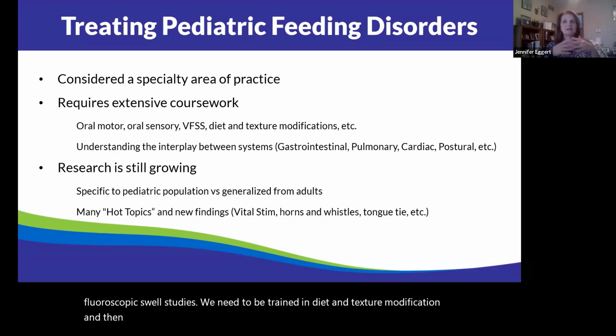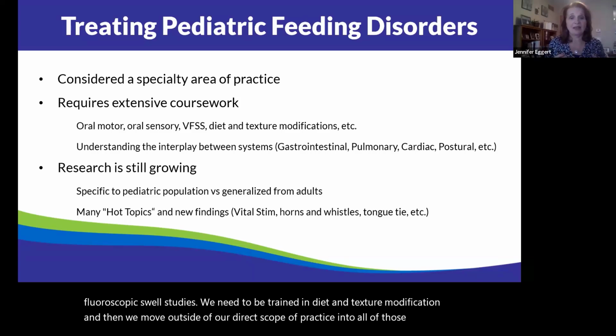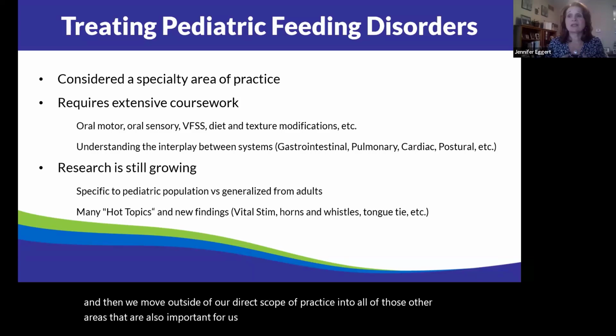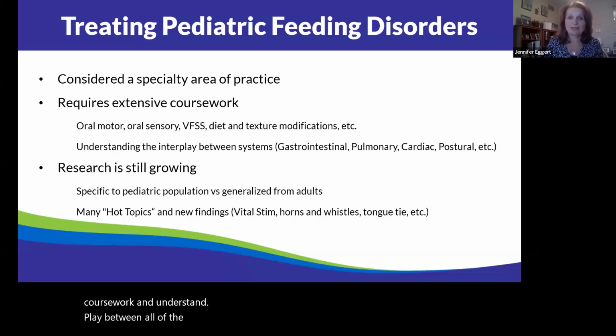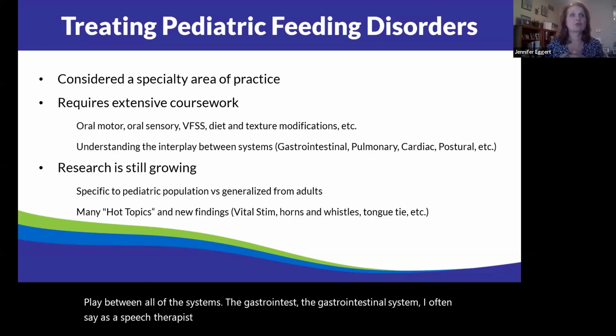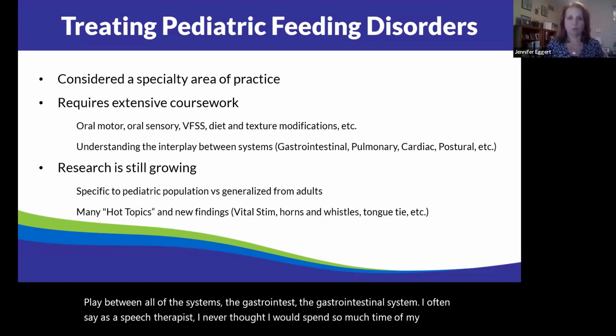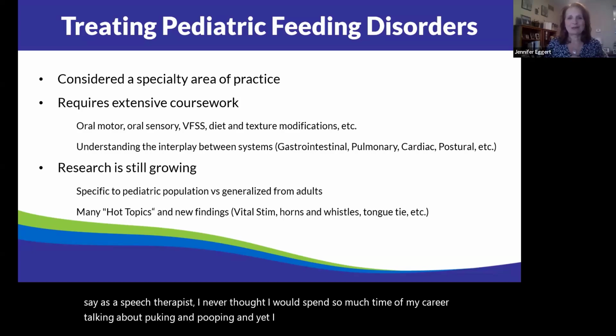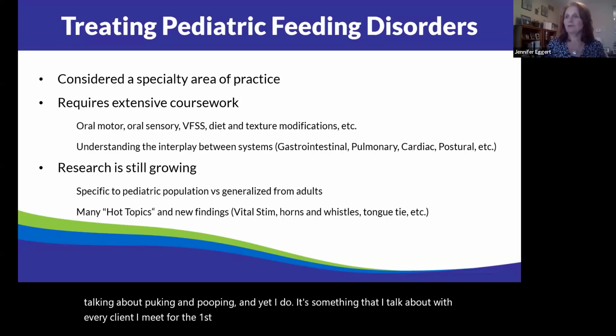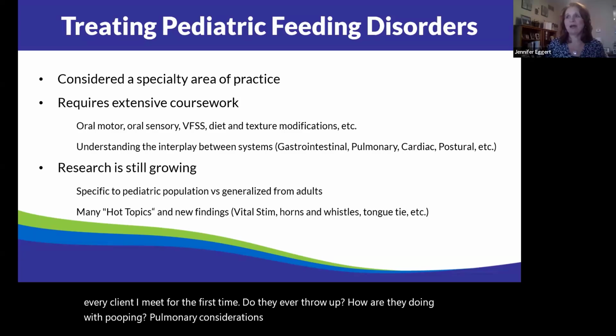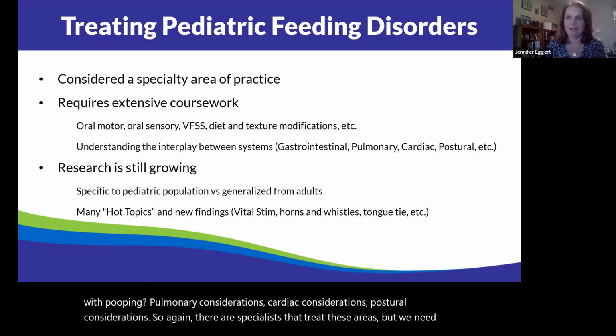And then we move outside of our direct scope of practice into all of those other areas that are also important for us to know about. So then we also need to take coursework and understand the interplay between all of the systems, the gastrointestinal system. I often say, as a speech therapist, I never thought I would spend so much time of my career talking about puking and pooping, and yet I do. It's something that I talk about with every client I meet for the first time. Do they ever throw up? How are they doing with pooping? Pulmonary considerations, cardiac considerations, postural considerations. So again, there are specialists that treat these areas, but we need to understand them.